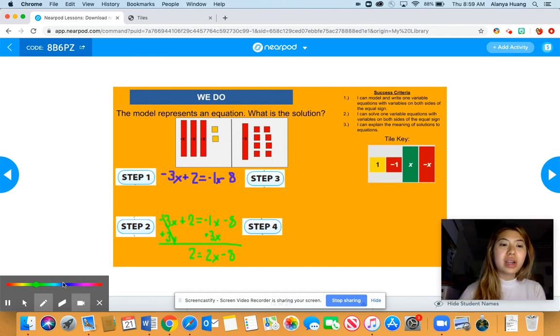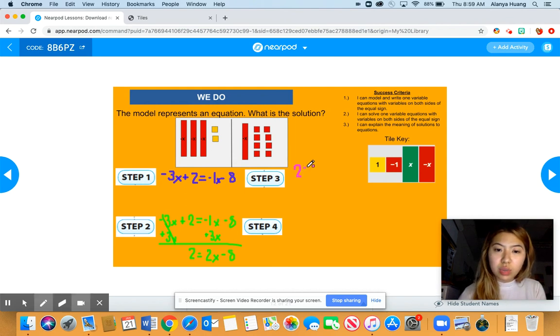And now we have to make our second zero pair with our constant. So we have 2 is equal to 2x minus 8. So to do that, we have to move the minus 8 to the other side. So the opposite of subtracting by 8 is adding 8 on both sides. So then 2 plus 8 is 10. And then negative 8 plus 8 was our second zero pair. So we have 10 is equal to 2x.